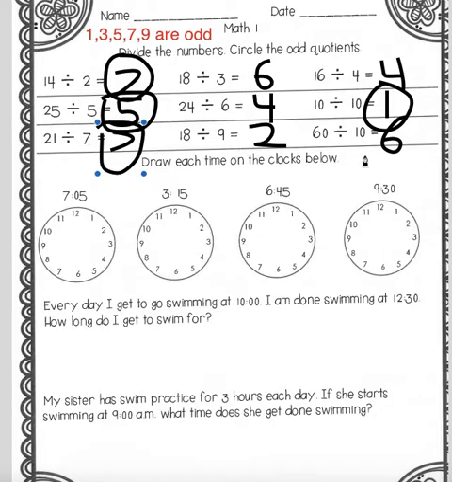A 2 is even and a 6 is even. So this is what we would have circled: 7, 5, 1, and 7 again here. All right. This part, it wants us to draw each time on the clocks below.